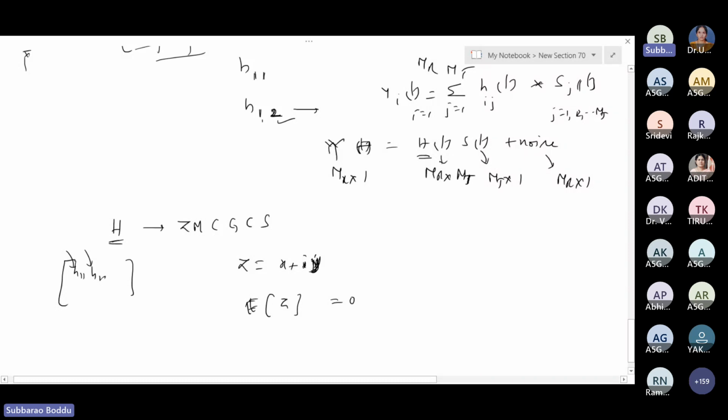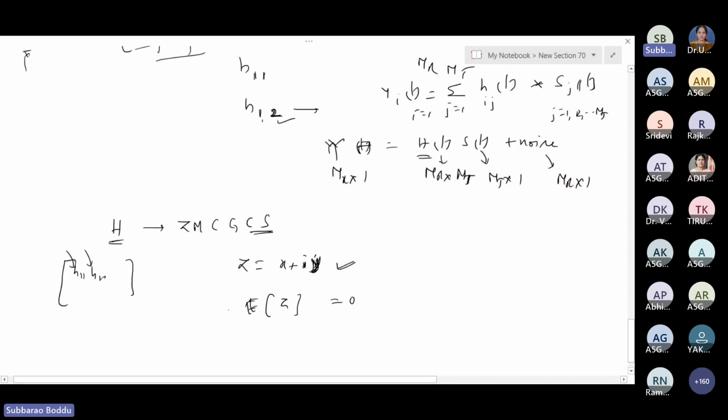So it means that these complex Gaussian random variables have zero mean and the same variance. That is what circular symmetric means. They have zero mean and the same variance, and they are independent of each other. X and Y are independent of each other. So that is called a zero mean circular symmetric complex Gaussian random variable.